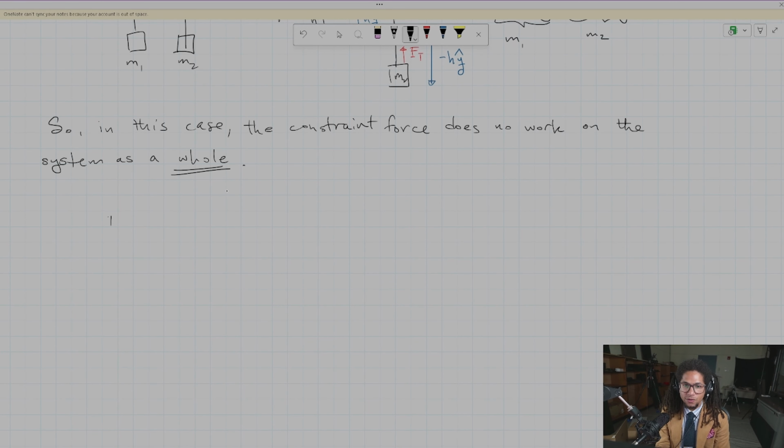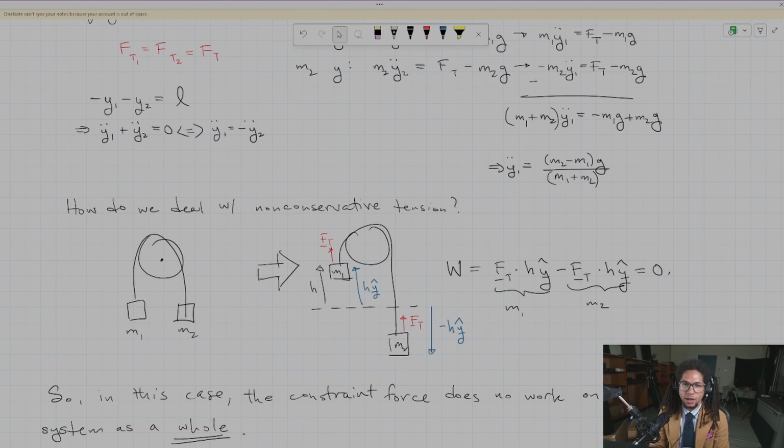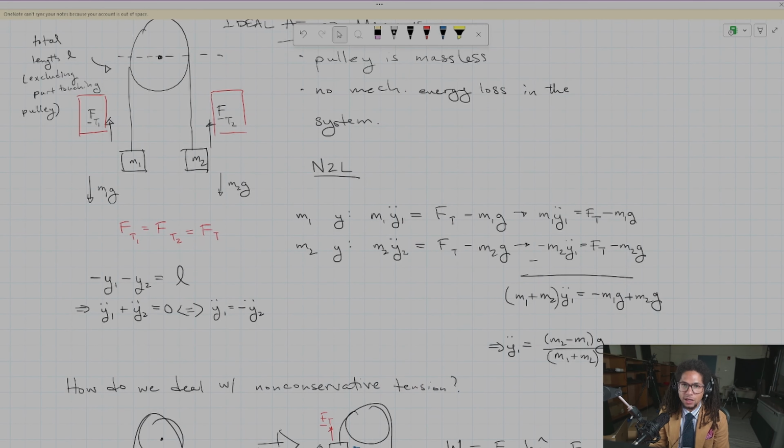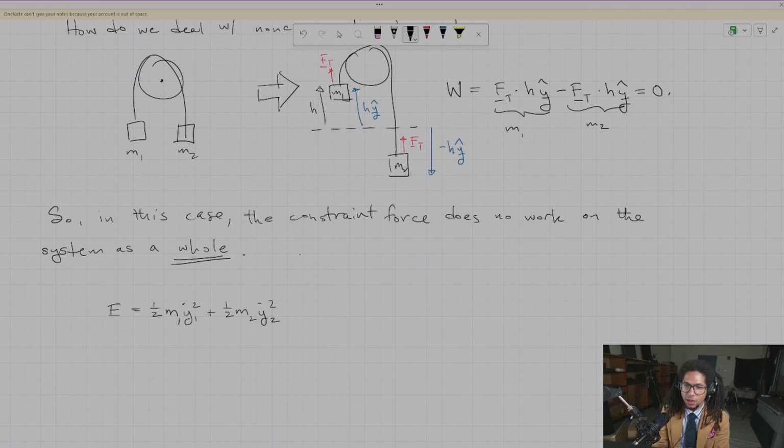Now the energy of the system as a whole is equal to 1/2 m, well, what should we use as our one constraint? Let's first write it in terms of y1 dot squared, and that should have been m1, m2, y2 dot squared. Then I guess we're now saying that y is the distance above this line. So we'll say plus m1 g y1 plus m2 g y2. Great.